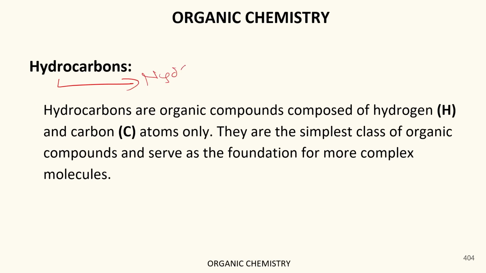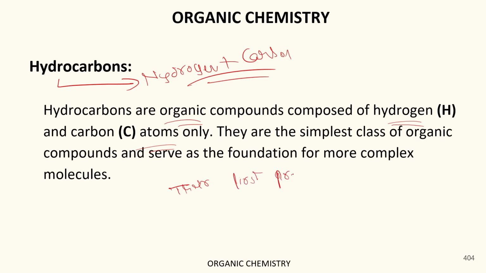Basically, as you can see, hydrocarbons are a group of hydrogen plus carbon. These are the organic compounds of hydrogen atoms and carbon atoms only. Remember, only hydrogen and carbon. They are the simplest class of organic compounds and serve as the foundation for more complex molecules. And remember, if a question comes in the exam asking for the first product of organic chemistry, then it is urea. Okay, now let's move forward.